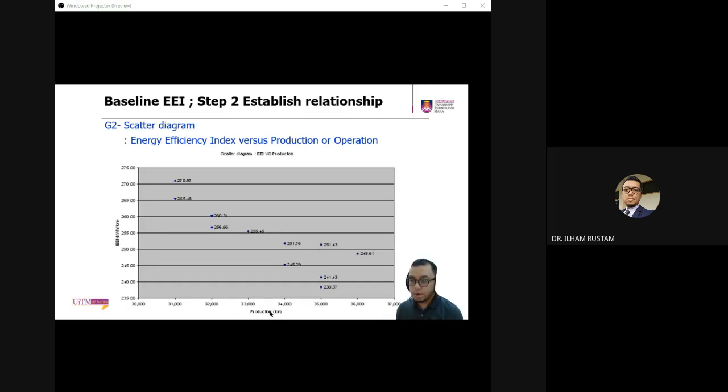So for production ton of 31,000, it shows that the EI is the highest. That means if possible, try not produce 31,000 because at that time, even though the same energy is being used throughout the production amount here, this is the most inefficient usage of energy input at 31,000 production. So if possible, discuss with your boss to make sure that the production is around 33, 34.